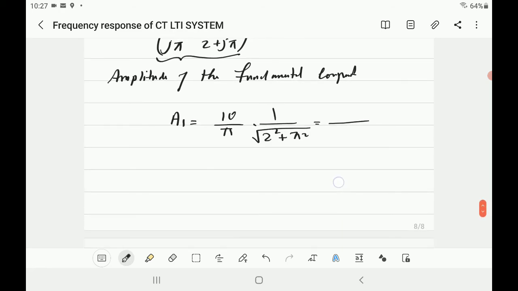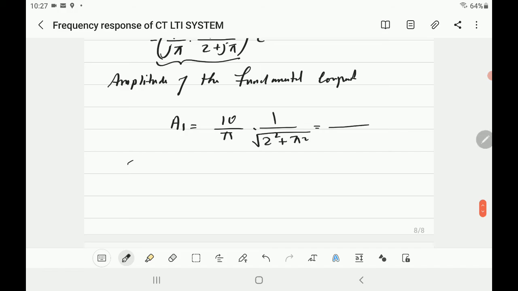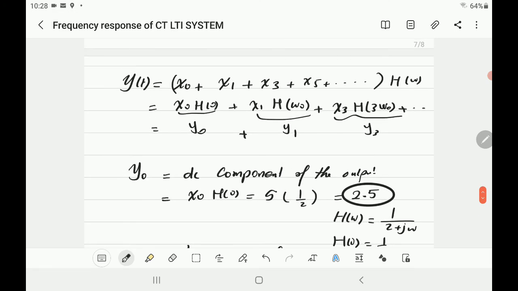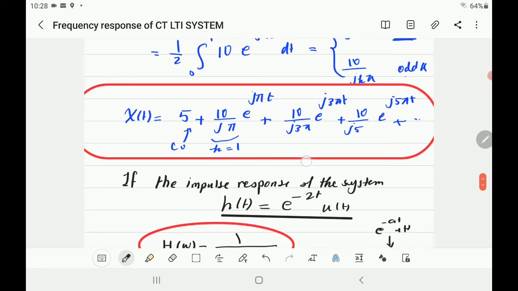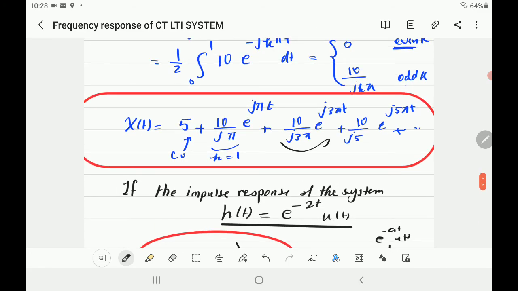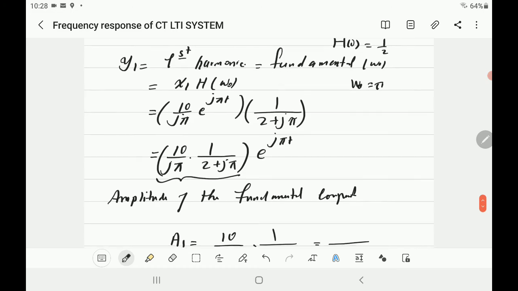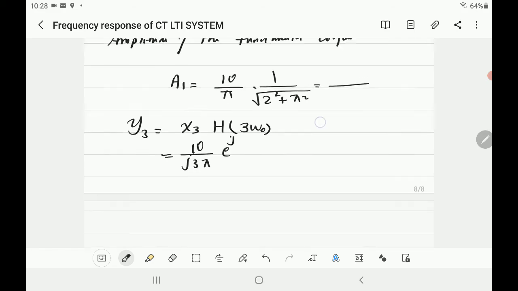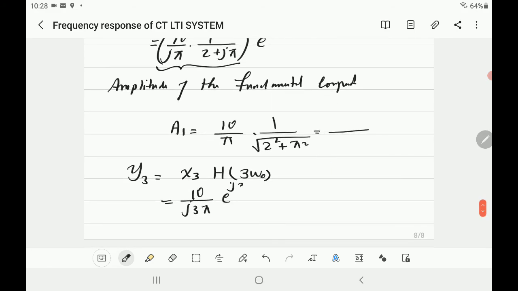Well, let's now find the third. If you find the third component, y3, it's equal to the third component of the input, and h omega is going to be replaced by h of 3 omega naught. x3 will go back to x. That's the third component: 10 over j3 pi, e to the power j 3 pi t.